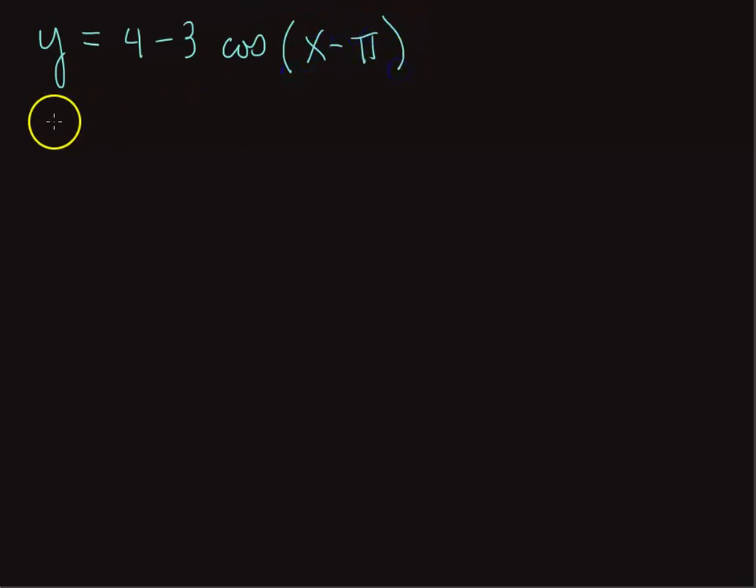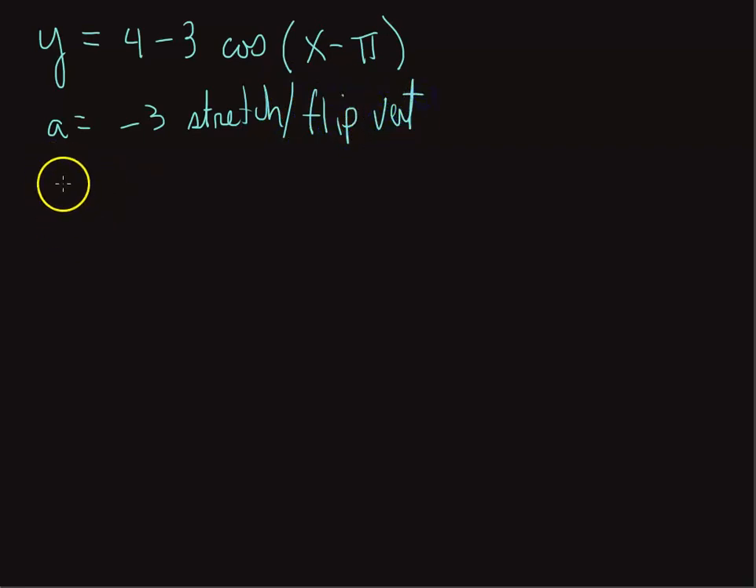Let's do another one, this time a cosine. Y equals 4 minus 3 cosine x minus pi. What is A? A is a -3. You have to include that negative. So this is a stretch and a flip vertically. C is 4. That still moves it up.